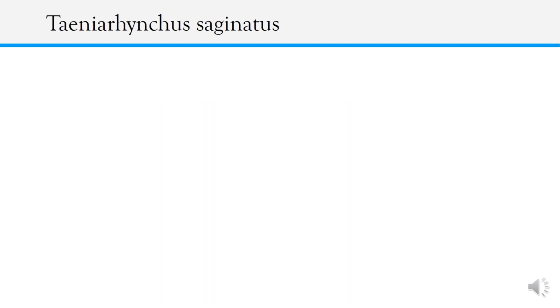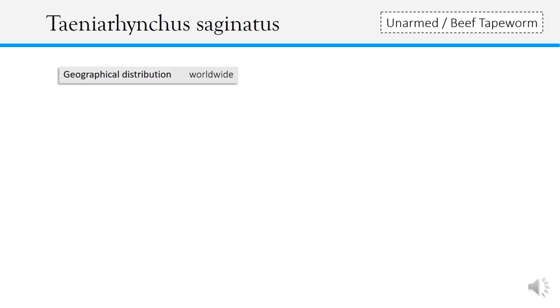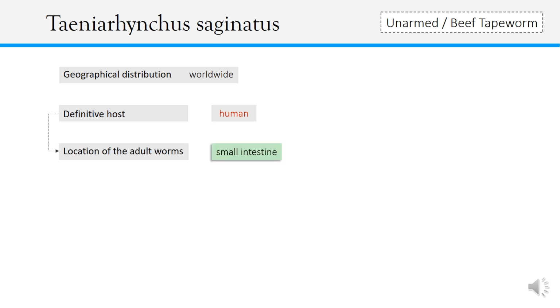Now let's speak about another parasite that is called Taeniarhynchus saginatus. Another name of this parasite is unarmed or beef tapeworm. Geographical distribution is again worldwide. Definitive host is human. Location: small intestine. This is the location of the adult worm. Important to understand that we have to know the location of the adult form of the parasite in the human body, and also we should understand what is the location of the immature form of the parasite. So the location of the adult worm is the small intestine of the human.